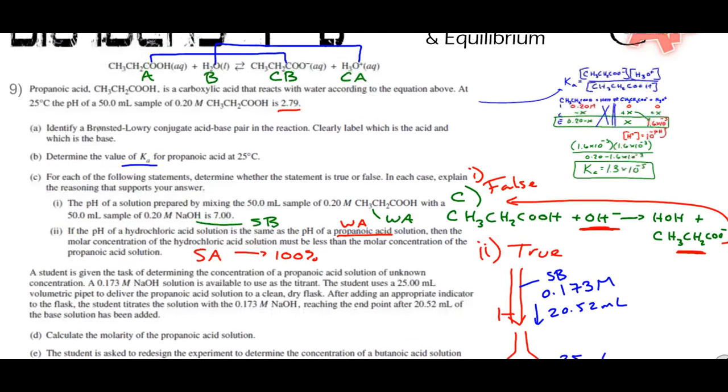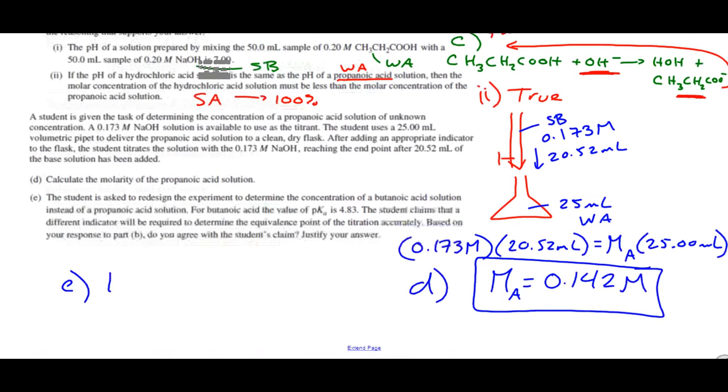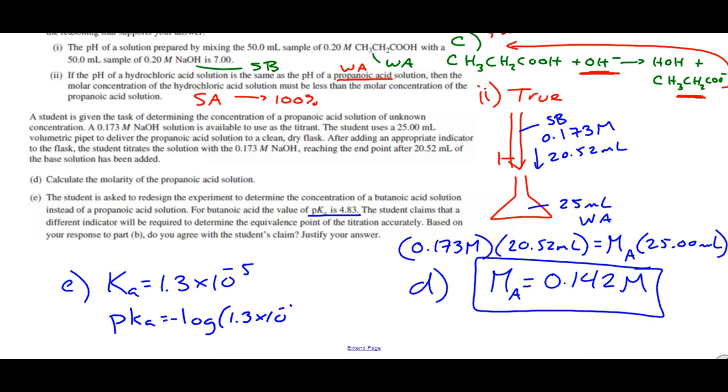Part B was determine the Ka, which was 1.3 times 10 to the negative fifth. So Ka equals 1.3 times 10 to the negative fifth. Well, so then we've got to find the pKa of this. So pKa equals negative log of 1.3 times 10 to the negative fifth. So for the propanoic acid, it's 4.89 compared to 4.83.